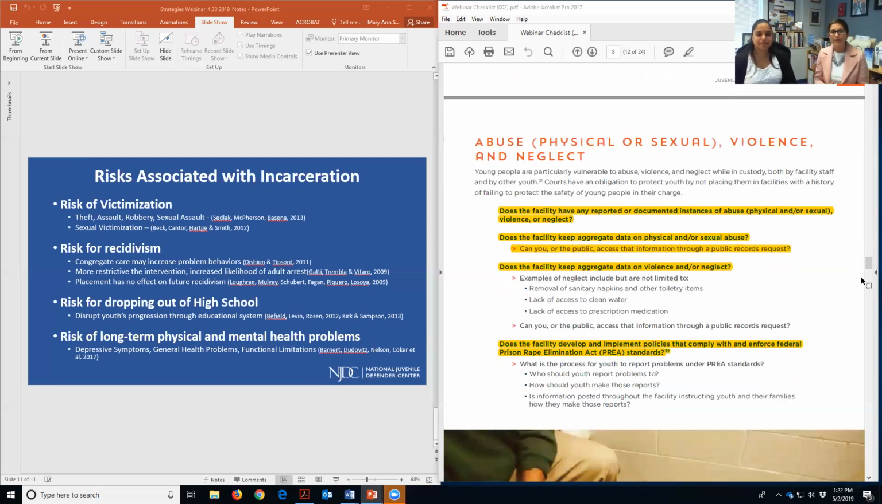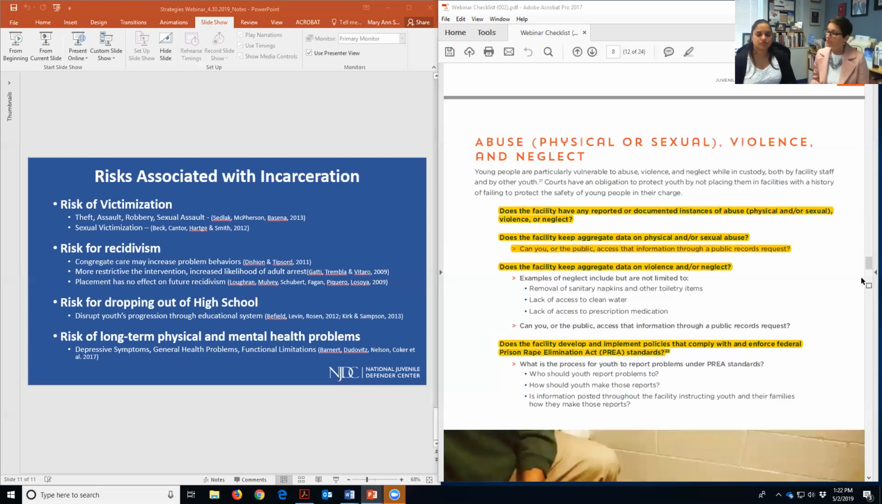So another category of issues that we really want to be sure all advocacy groups and individuals are looking at are abuses, physical or sexual abuses, violence, and neglect that occur in facilities. It's clear by the number of lawsuits that have been brought against states, counties, jurisdictions, and facilities themselves that despite the fact that most people in the community don't think that young people are harmed at the hands of the state, in fact they are.